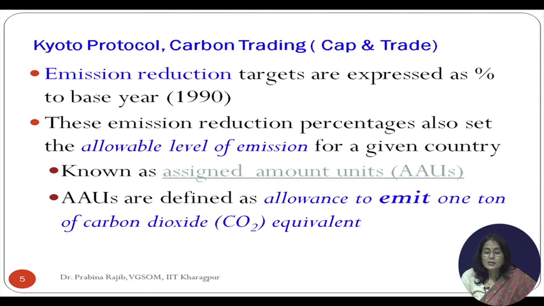However, greenhouse gas emission can be reduced, and so this protocol allowed for the maximum amount of GHG which a country can emit, and this limit was expressed in terms of assigned amount units, called AAUs. So what is an AAU? An AAU is defined as an allowance to emit 1 ton of carbon dioxide equivalent.